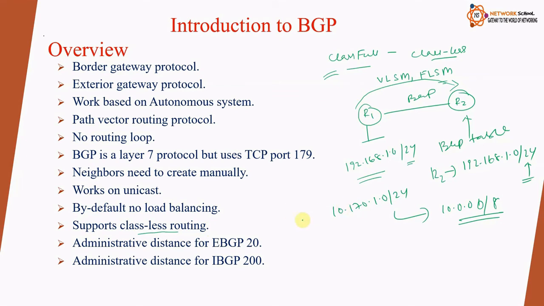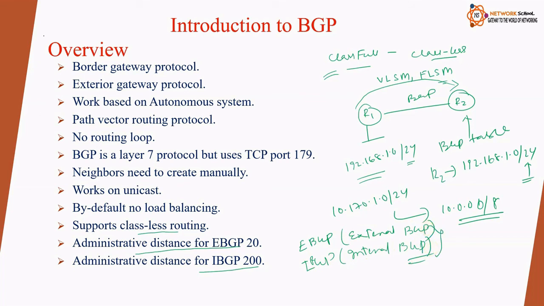The administrative distance for eBGP is 20 and for iBGP is 200. So guys, eBGP is the external border gateway protocol, and iBGP is the internal border gateway protocol. I have a separate slide where I explain the differences between eBGP and iBGP.